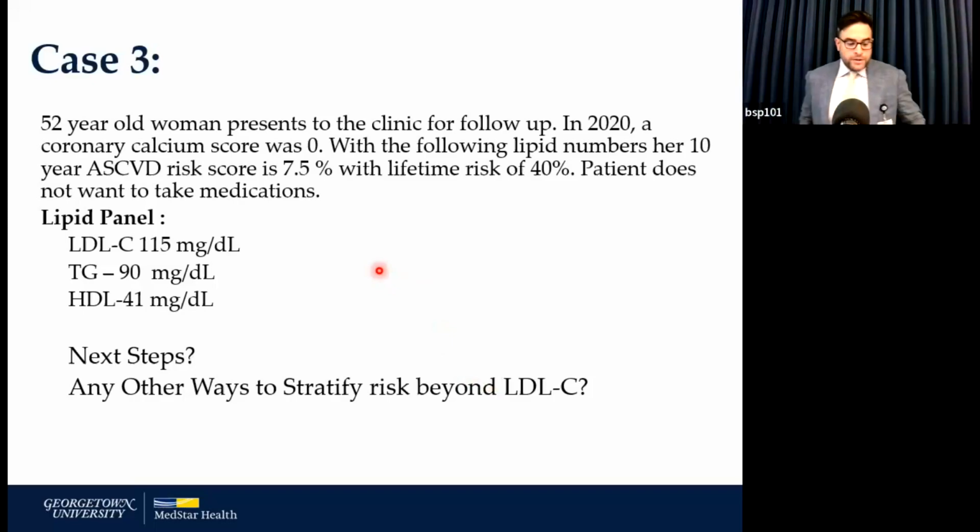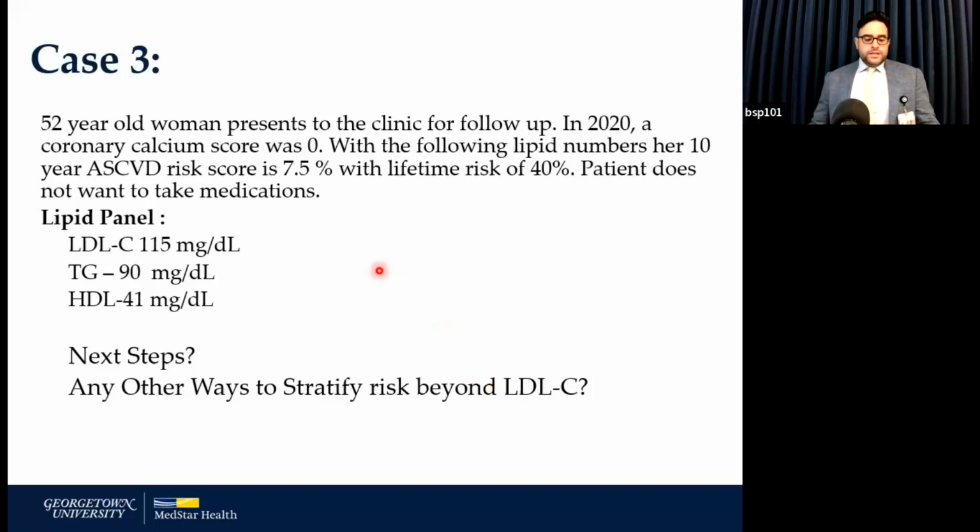Thanks again, Dr. Taylor. So let's present a different case. We talked about the agents we can use to lower cholesterol, but not every patient wants to be on medications. Not every patient is eager to start something new. So in our clinic walks a lovely 52-year-old woman. She is here just for routine follow-up. In 2020, we did a coronary calcium score, which showed 0.